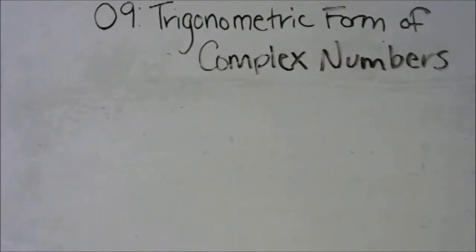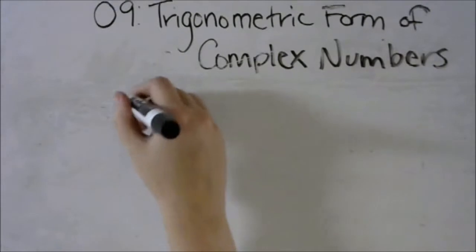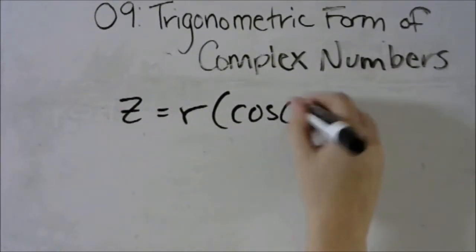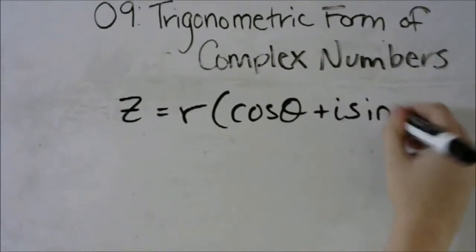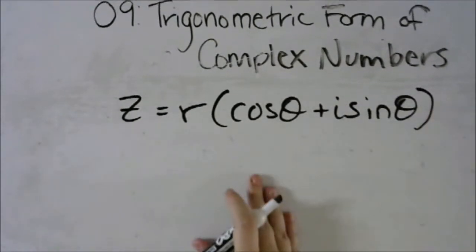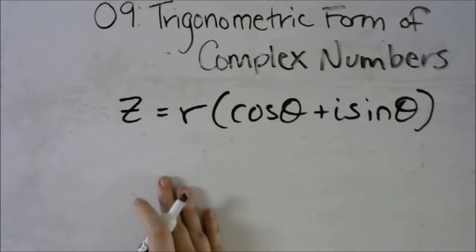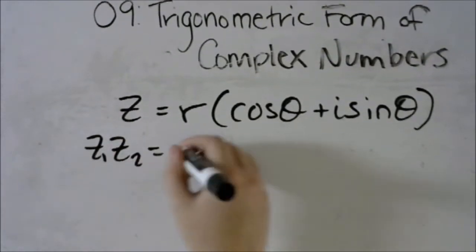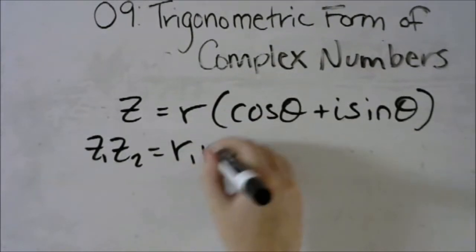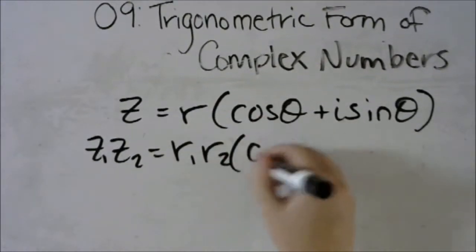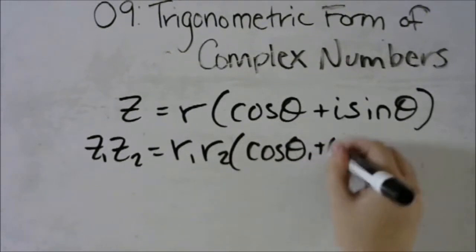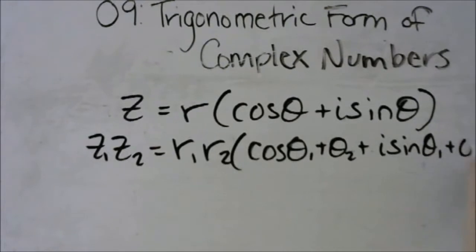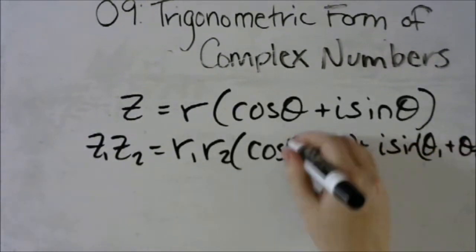So let's start by thinking of a power. We know that a complex number in trig form looks like this. And we know from the formula in the last video that multiplication of complex numbers in trig form is the product of the moduli and the sum of the arguments. And I'm going to add some extra parentheses here.